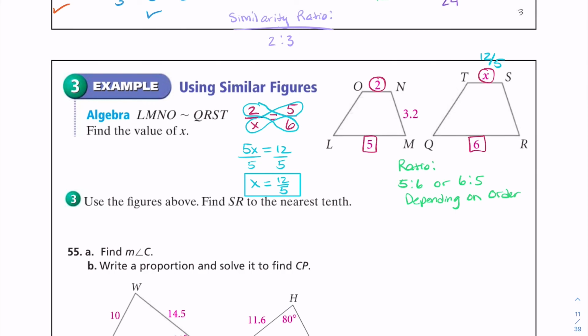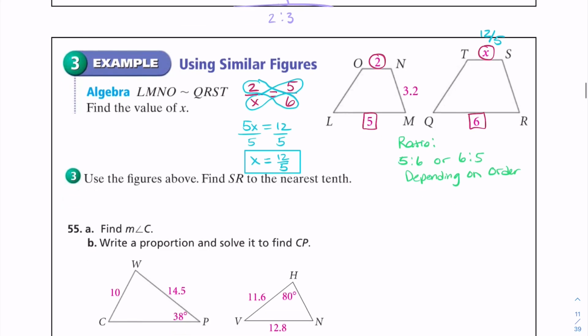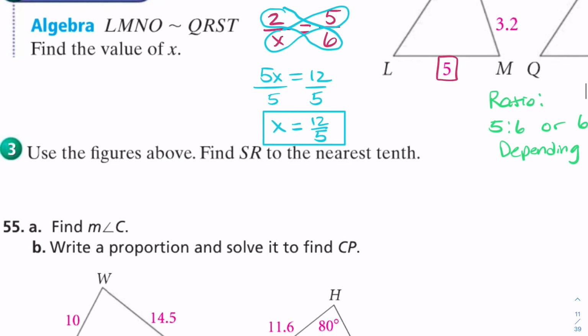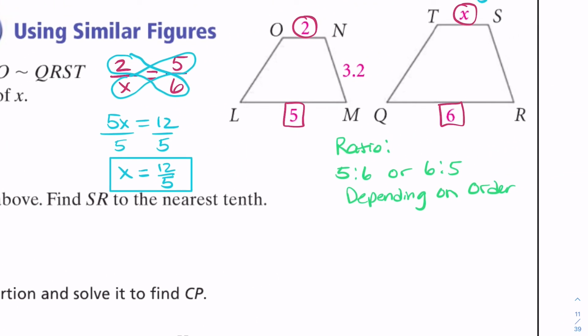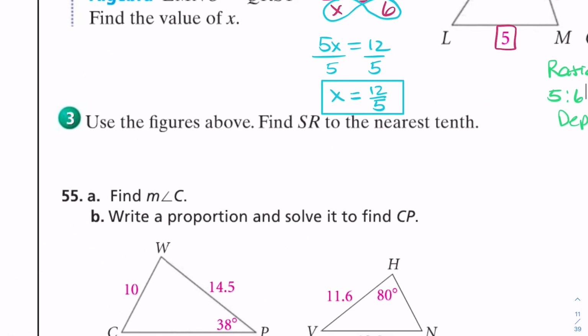Okay, so let's find SR, knowing that order matters, right? So we can use our 5 to 6. It says find SR. So I'm going to give this the variable y. I can either use 2 is to 12 fifths as 3.2 is to y, or I can just do 5 is to 6 as 3.2 is to y, which I think I'm going to use as my easier method here. So I'm going to say 5 is to 6 as 3.2 is to y.